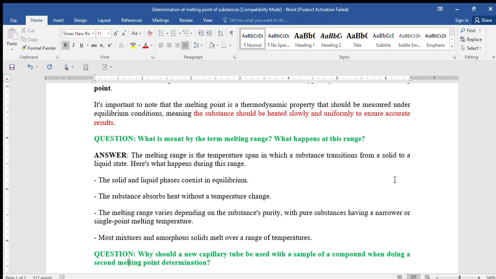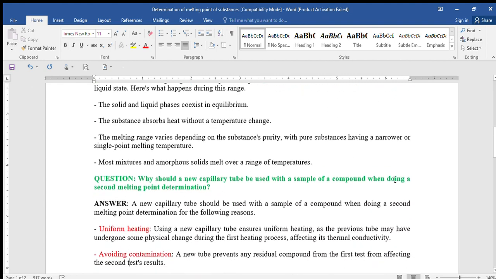If a substance is pure, the melting range will be narrower, it will be closer. There will not be too much gap between when the first crystal starts to melt and when the final crystal starts to melt because the substance is pure. But with an impure substance, you are going to have a wider melting range. Most mixtures and amorphous solids melt over a range of temperature.